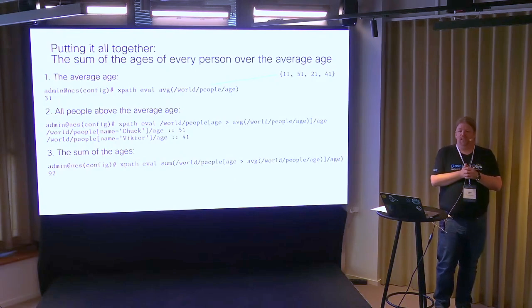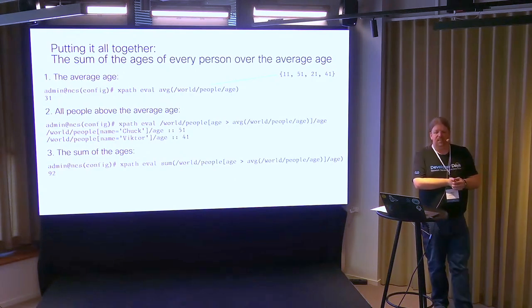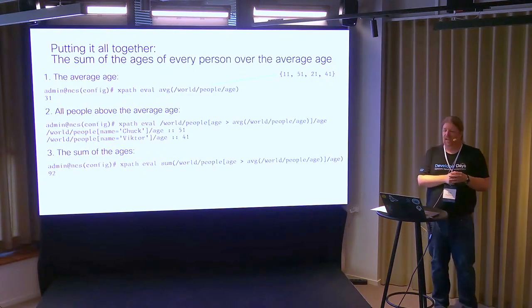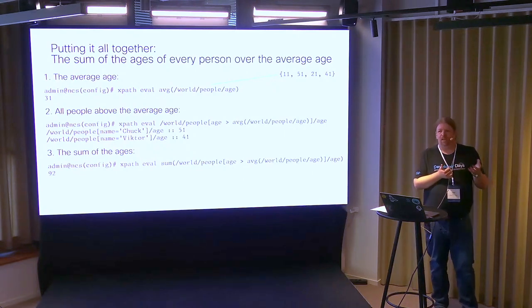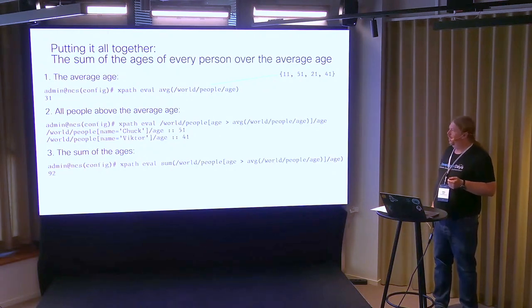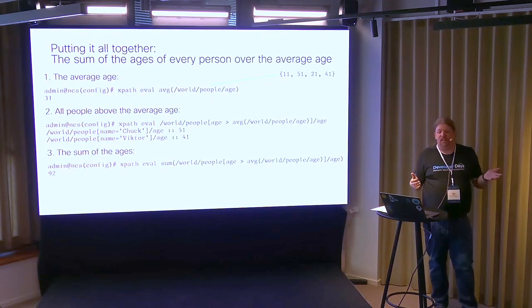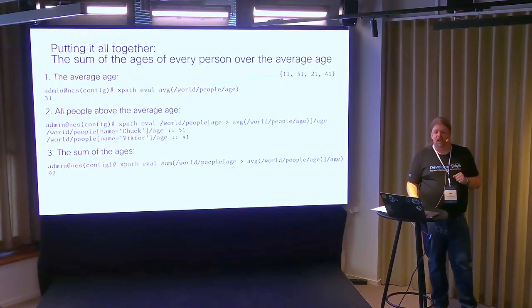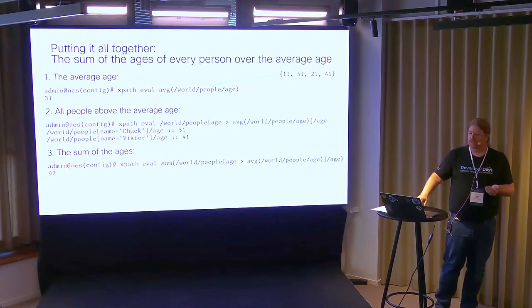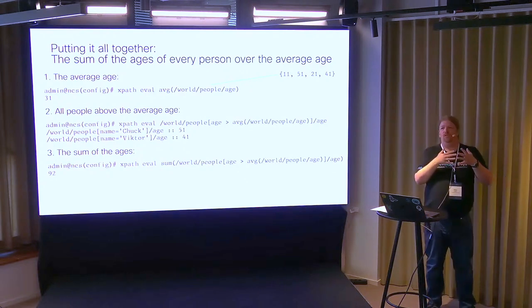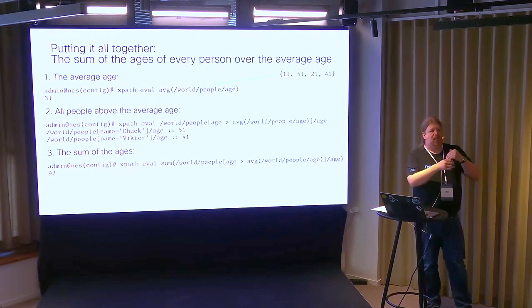I can then start filtering out all the people whose age is above average. And I do the same thing. I do a filter where age, and this is then that relative path, has to be greater than that first average expression. And I find out that the two people above average age are Chuck and Viktor. And I can then add one more level and just sum up those ages. And I find out that the sum of these ages is 92. And that's sort of how, using the XPath eval command, you gradually build up the XPath expressions.